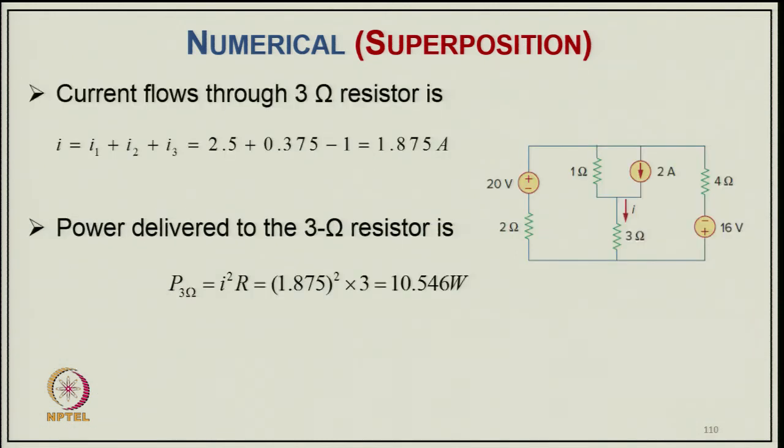Now, the total current will be I1 plus I2 plus I3 flowing into the 3 ohm. So, all 3 currents we got, and it becomes 1.875, and now the power delivered in this will be I square R. So, you can find out 1.875 square into 3, that is 10.546 watt, that is P_3ohm.